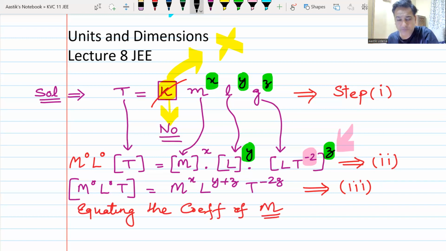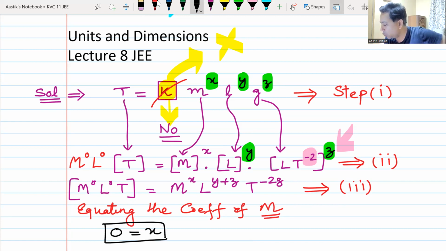What is the coefficient of m on the left hand side? What is the power of m on the left hand side? 0. And on the right hand side you have x. So I get my first answer, my dear friends, and my first answer is x is equal to 0. That is my first answer. I have calculated the value of x.